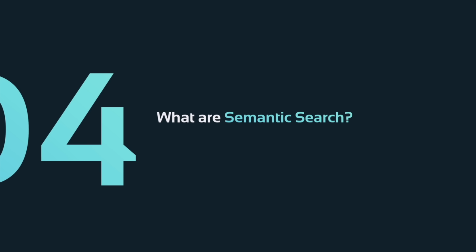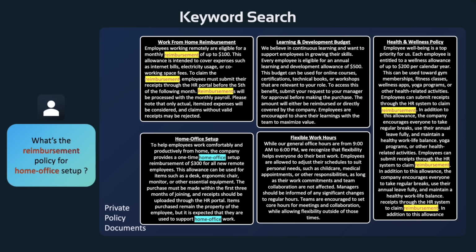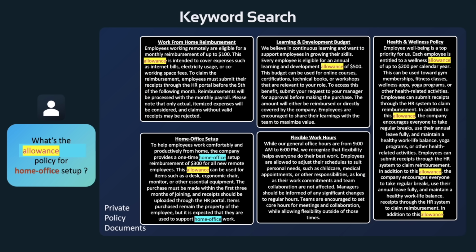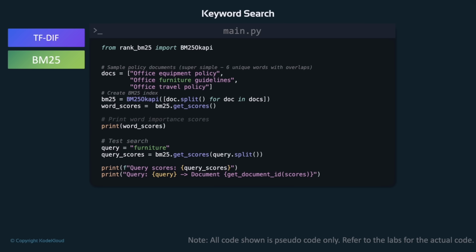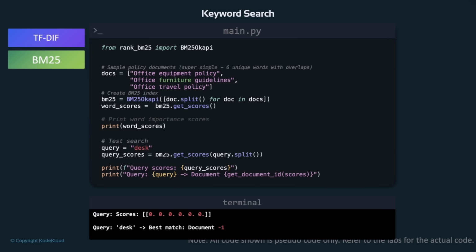We just looked at vector search. Let's now understand semantic search. Now, one of the challenges with keyword search is that if the exact keyword isn't there, the search fails. For example, instead of reimbursement, if we say allowance, it tries to find the exact word allowance. And instead of home office, if the user asks work from home, it's unable to find that anywhere. These combination of keywords aren't found in the documents, and thus the document is not found. In our example code, say we say desk instead of furniture, it's not going to be able to find any matches in scores and thus unable to find any matching document. That's the limitation of keyword search, and that's where we need semantic search.